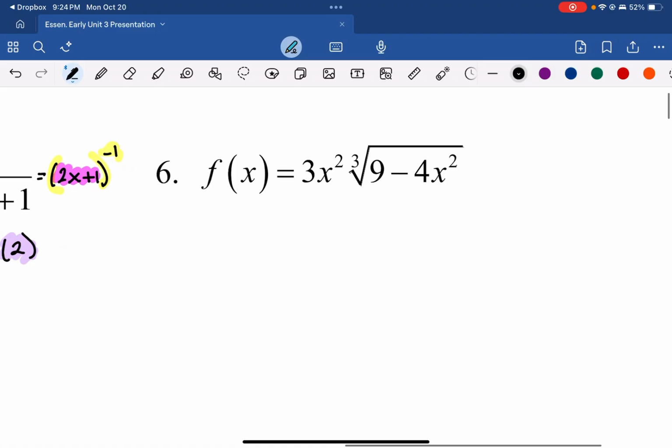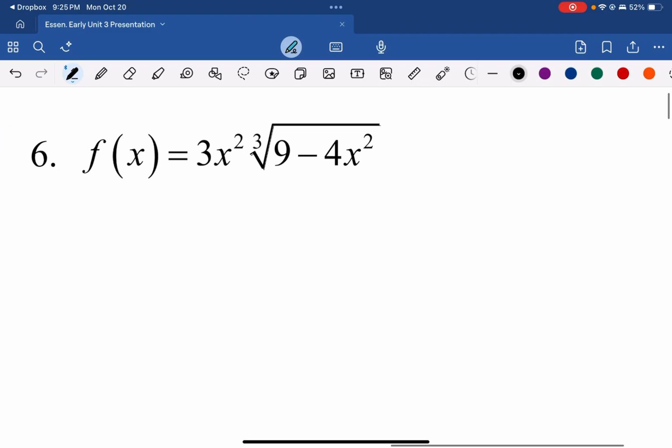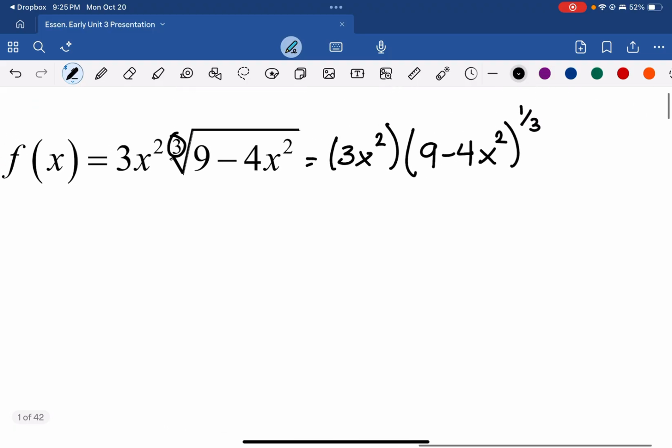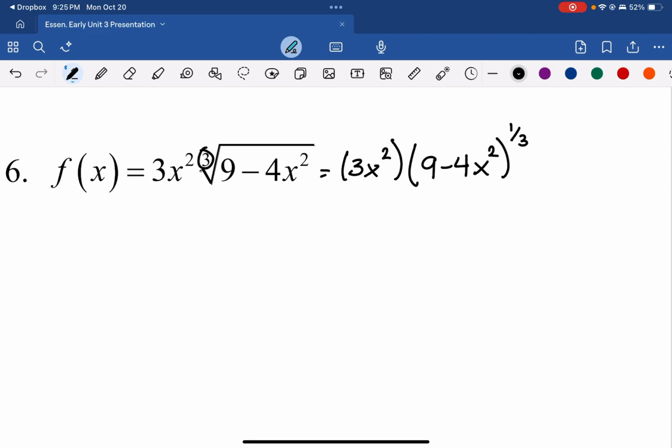Okay, next, number 6. F of x equals 3x squared times the cube root of 9 minus 4x squared. Okay, so I am going to rewrite my root. Okay, so we're going to have 3x squared times 9 minus 4x squared to the 1/3 power, because it's our cube, right? So that's going to become the 1/3. So now we also have to use the product rule, right? I've got 2 things being multiplied.